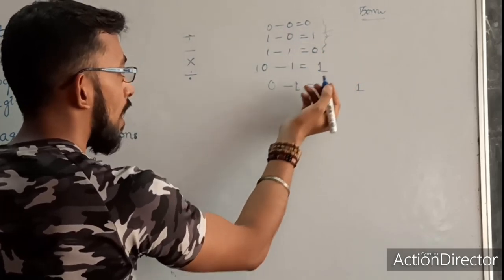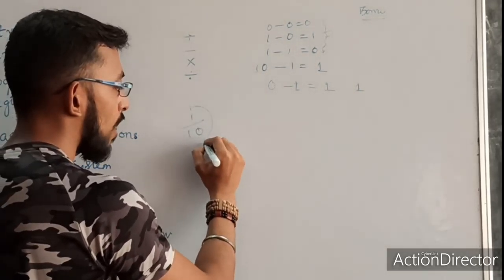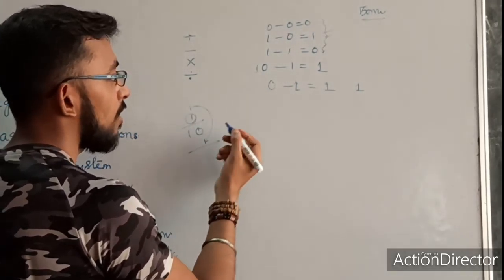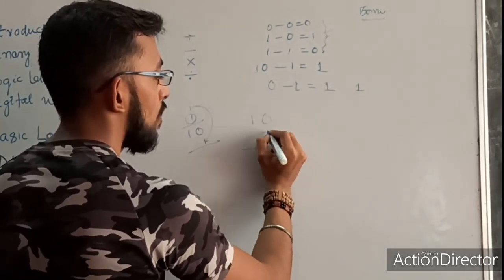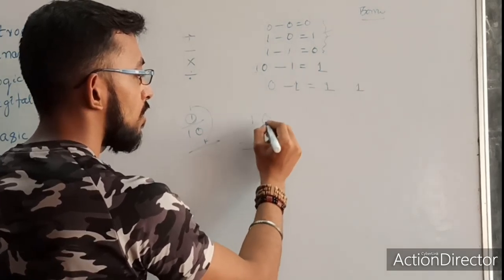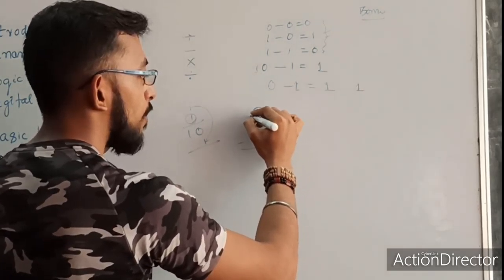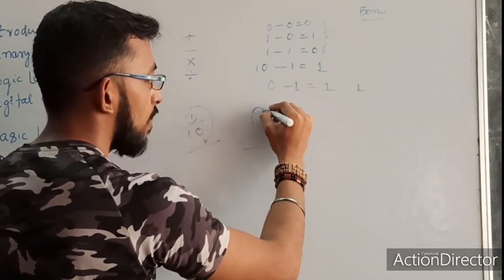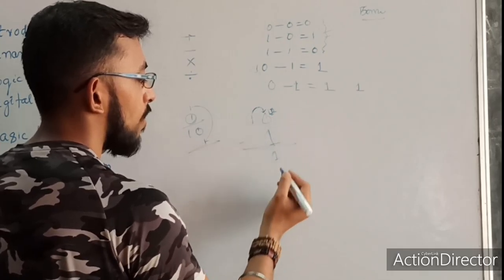This 10 minus 1, how is it 1? Because 1 plus 1 is 1 0. So if I subtract this 1 from this 1 0, what will I get? I will get this 1. That's why 1 0 minus 1 is 1. How? Here I can't subtract this 1 from 0, so I have to borrow 1 from over here. If I borrow that 1 to this place, it will become 1 0. And now 1 0 minus 1 means it will remain 1.